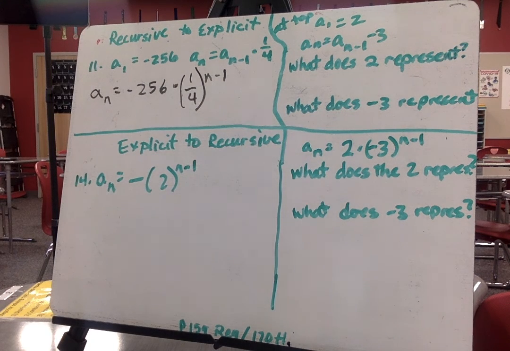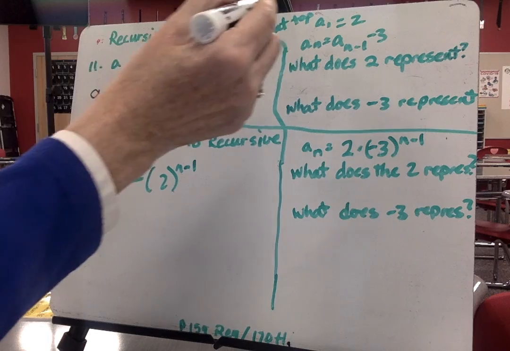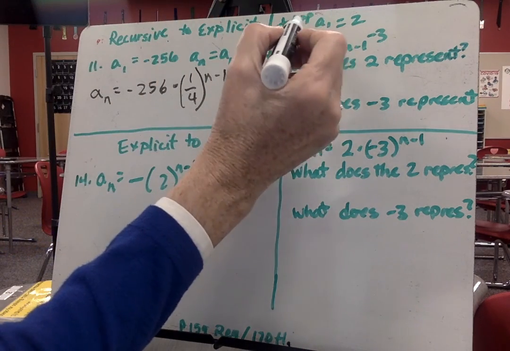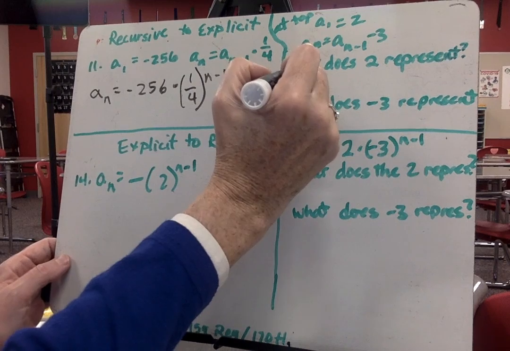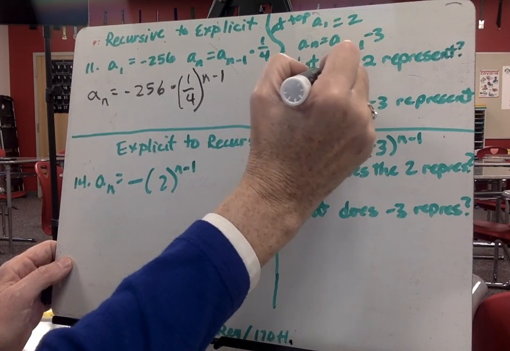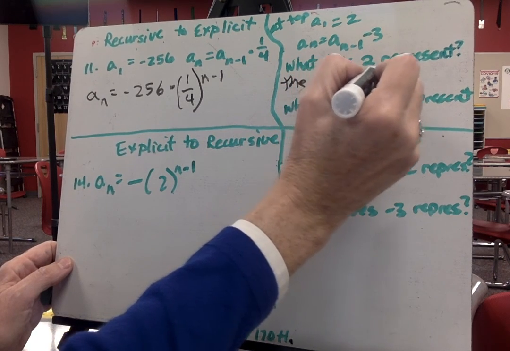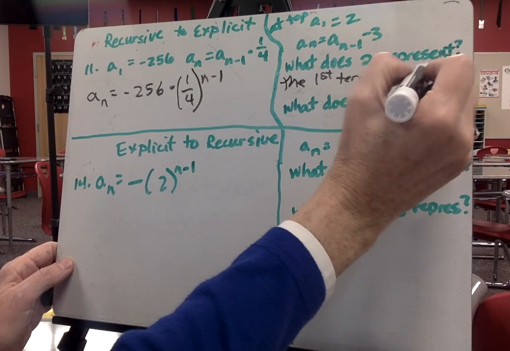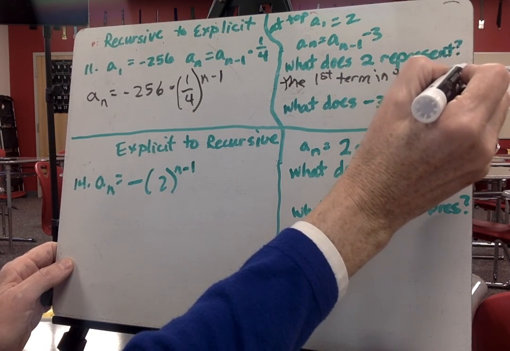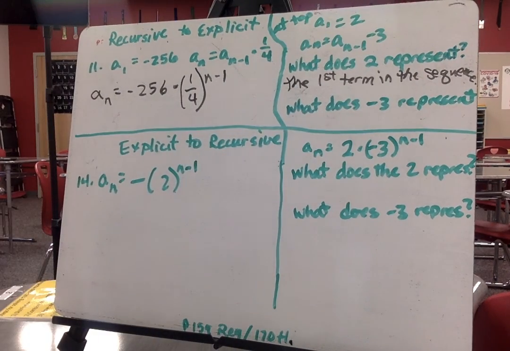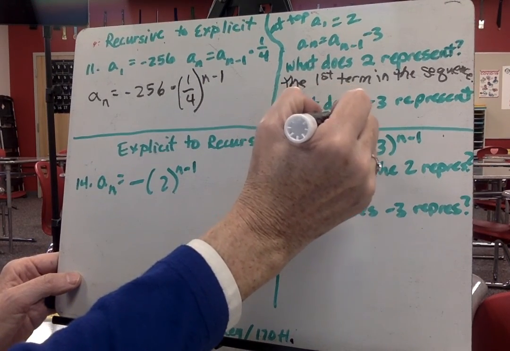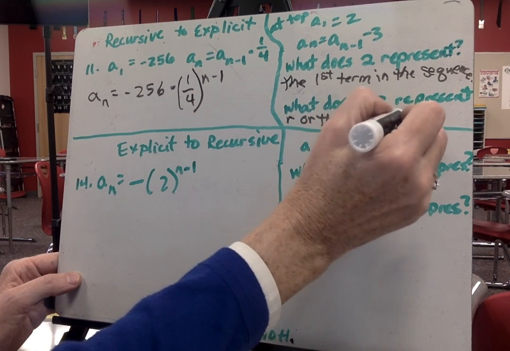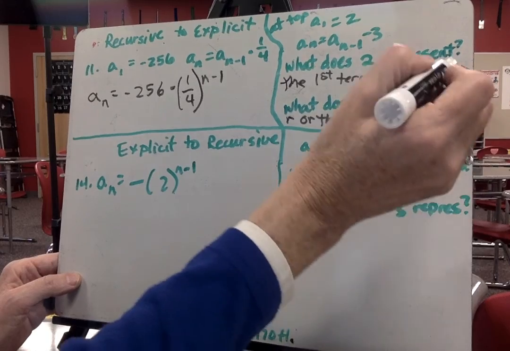Okay, again, this is a geometric sequence. And the others were arithmetic sequences. And up at the top, I'm going to back up here for a minute, A1 is 2, A_n equals A_(n-1) times negative 3. What does 2 represent? And it is the first term in this sequence. So you should all be writing this down. Okay. What does negative 3 represent? That is R, or the common ratio. It's what everything is being multiplied by, okay?